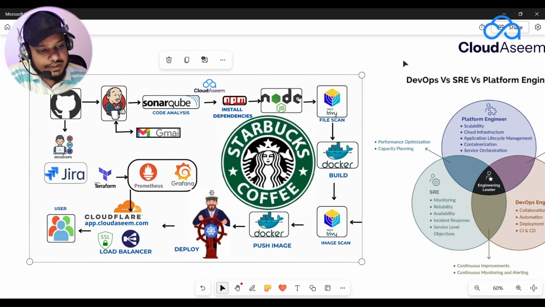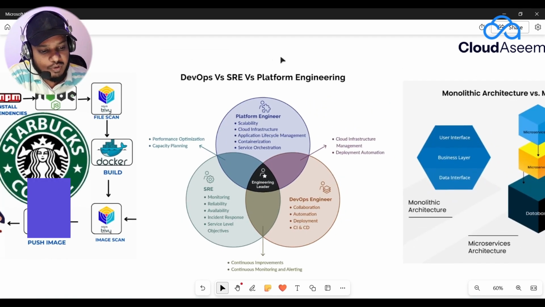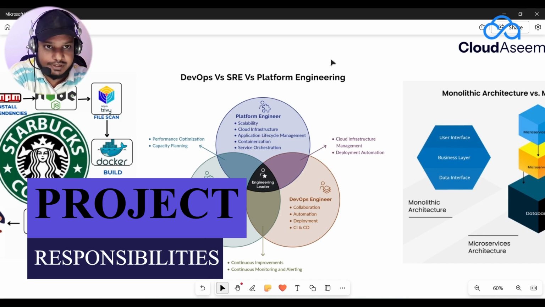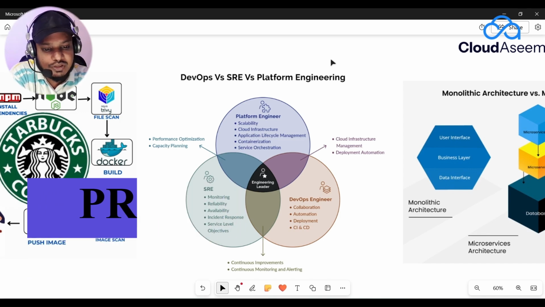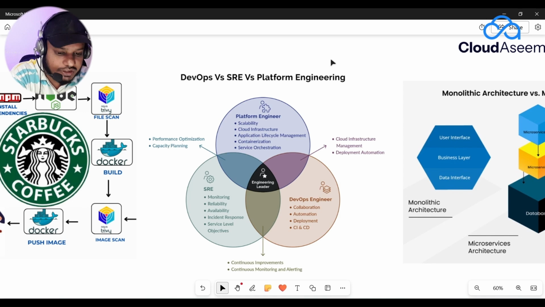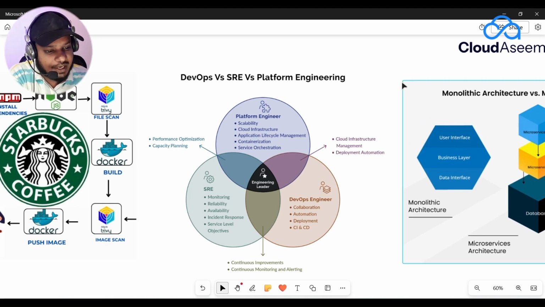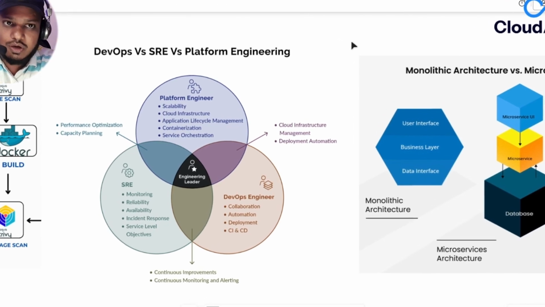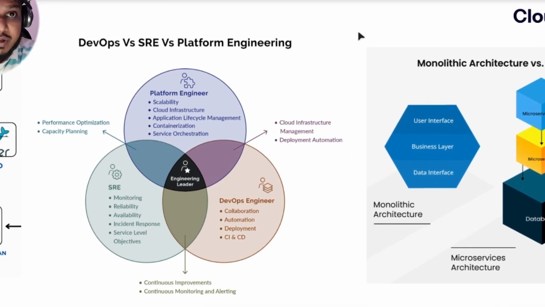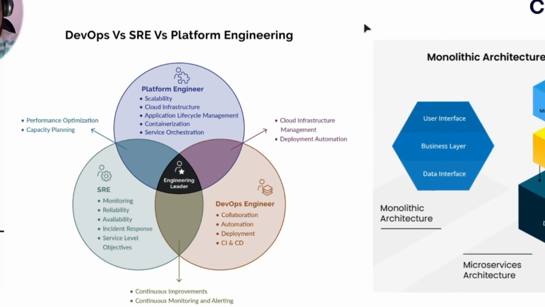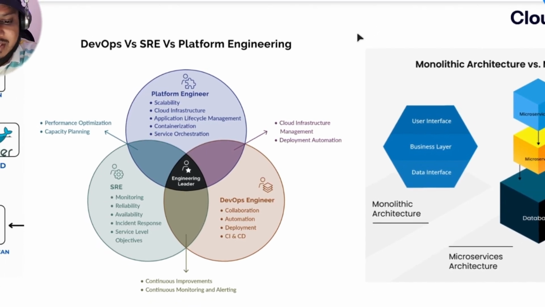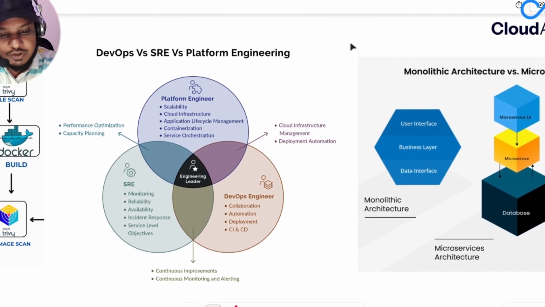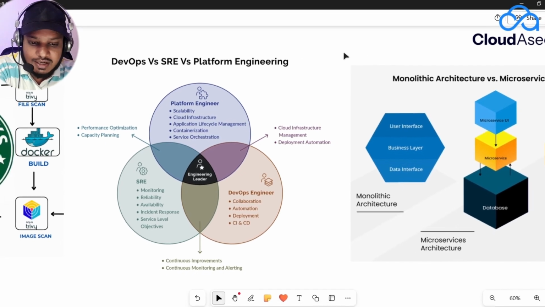Before heading further into this project, we are going to cover three responsibilities as well: the main responsibilities of DevOps, SRE, and platform engineering. If we check over here, what is a platform engineer's responsibility? He is responsible for creating the infrastructure on any cloud provider, that is AWS, and he will be managing the application lifecycle management. He is responsible for service orchestration and containerization.